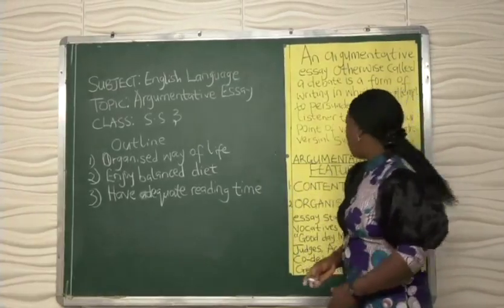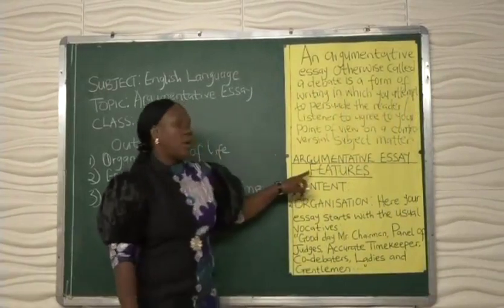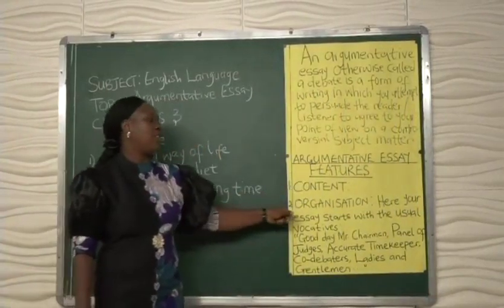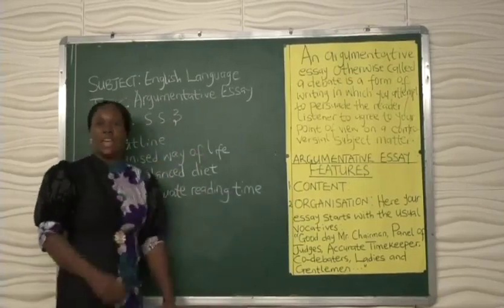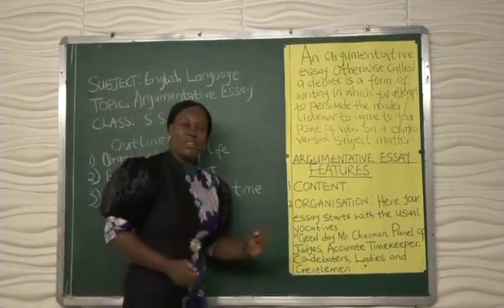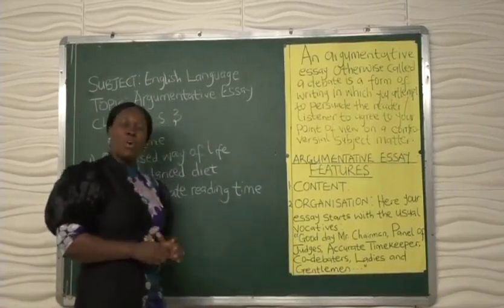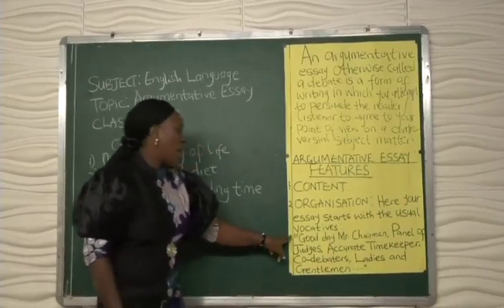then the next thing I will do is to look at the next feature of my argumentative essay, which is the organization. Now, how do I organize my essay? I will first of all look at the vocatives. I must start with the vocatives. And what do we mean by the vocatives? The vocative is written here, and we have it.